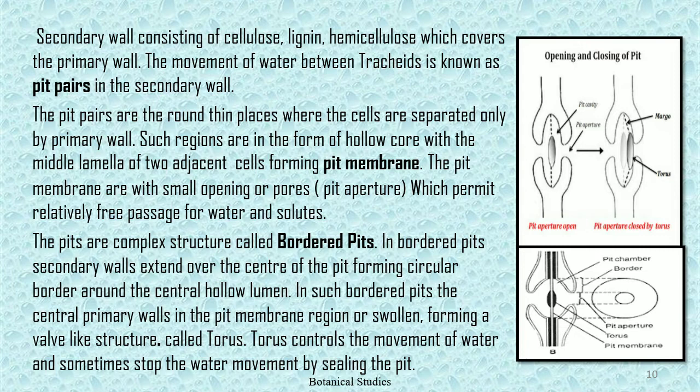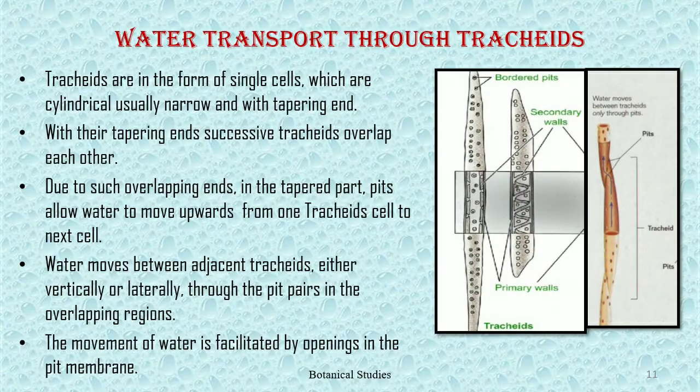The pits are a complex structure called border pits. In border pits, the secondary wall extends over the center of the pit, forming a circular border around the central hollow lumen. In such border pits, the central primary wall in the pit membrane region, or margo, forms a wall-like structure called the torus. The torus controls the movement of water and sometimes stops the water movement by sealing the pit.